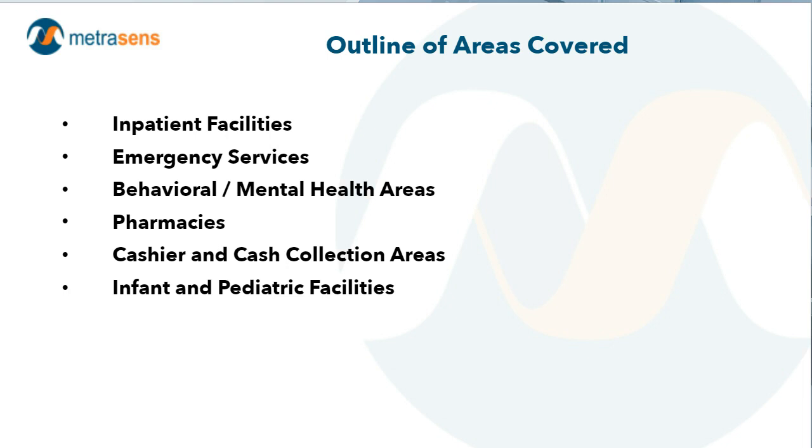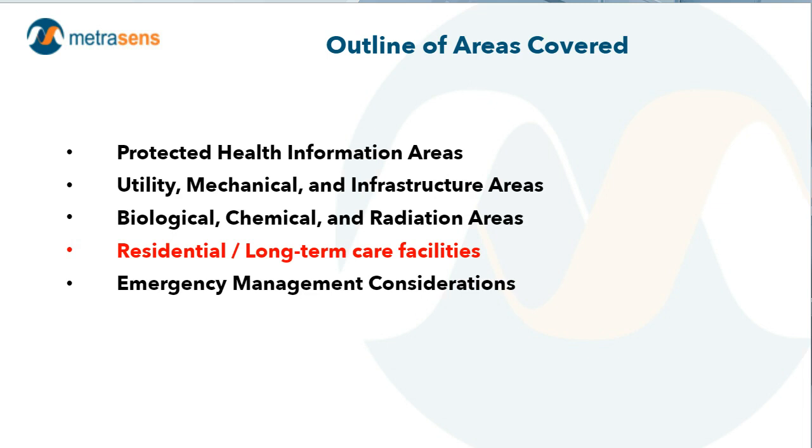Same with behavioral health, pharmacies, every one of those, there's a very specific healthcare security design guideline for each of these areas. And I encourage you to get the version in their hands even before you have a construction project, and say, hey, next time we're looking at design and construction, we'd like you to consider these measures, and you're going to be much more successful in getting them in. Some of the other areas that are covered by the healthcare security design guidelines include PHI areas, utility, mechanical, and infrastructure areas, biological, chemical, and radiation areas, and then the completely new area called residential long-term care facilities and emergency management considerations.